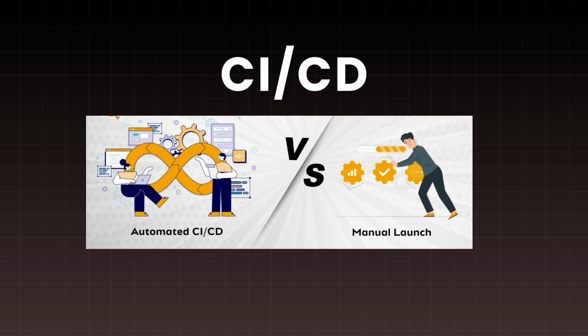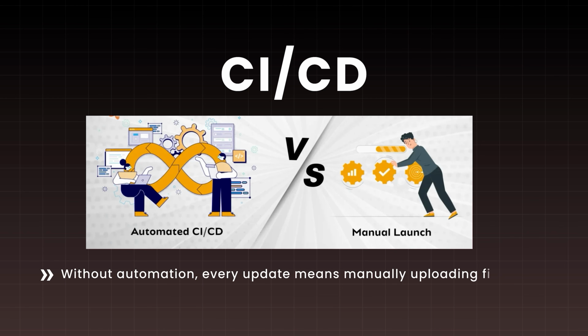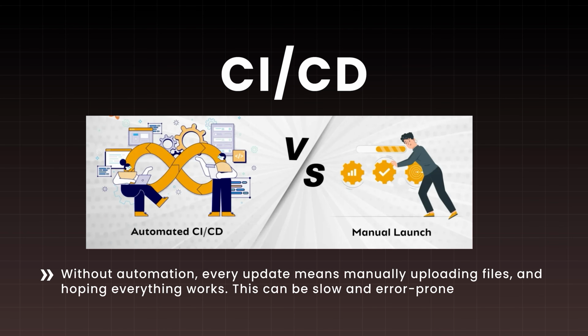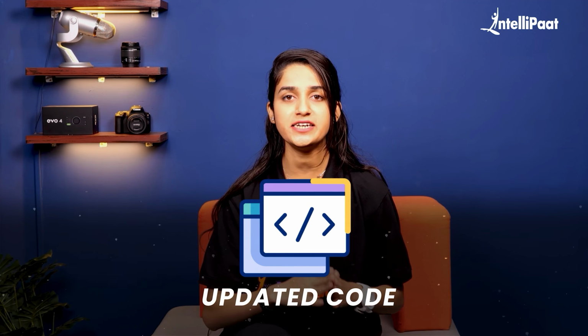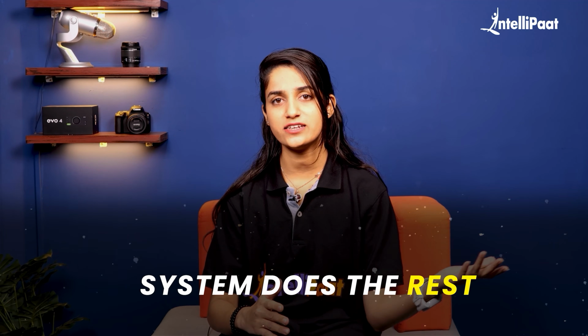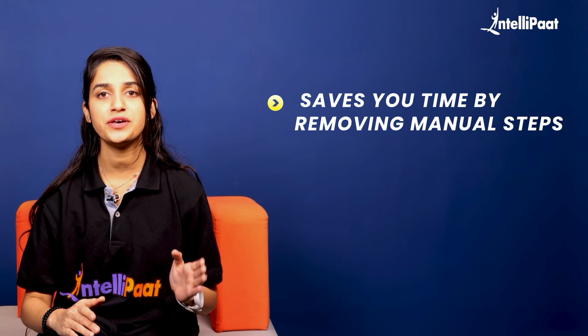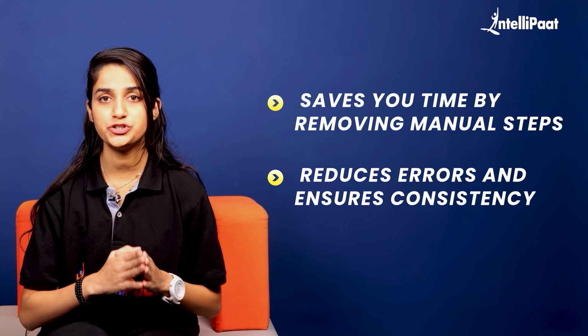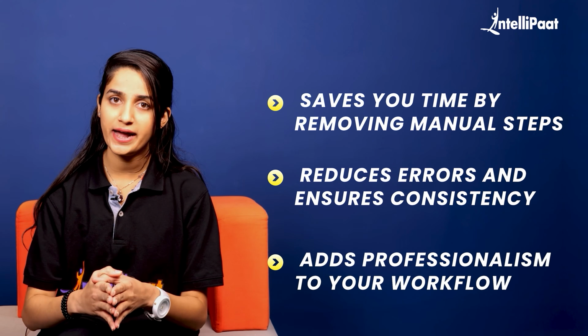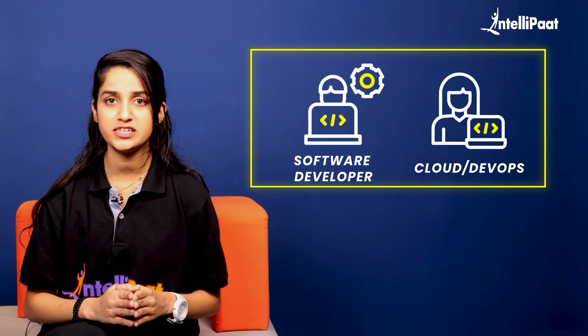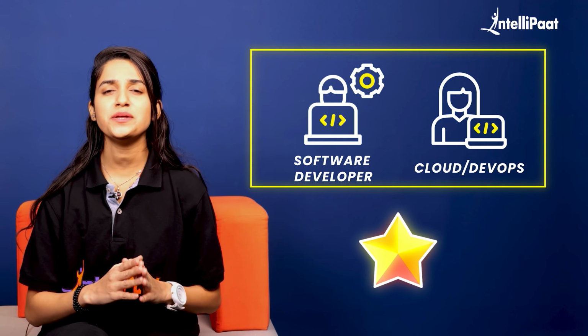Without automation, every update means manually uploading files and hoping that everything works right, and this can be slow and error prone, right? But with CI/CD, you only need to push your updated code to GitHub and the system does the rest. This approach saves you time by removing manual steps, reduces errors, and ensures consistency. It also adds professionalism to your workflow. And here's a bonus tip. If you're aiming for software developer or even cloud DevOps roles, knowing AWS CI/CD will absolutely make you shine. And the best part is, it is easier than you actually think.